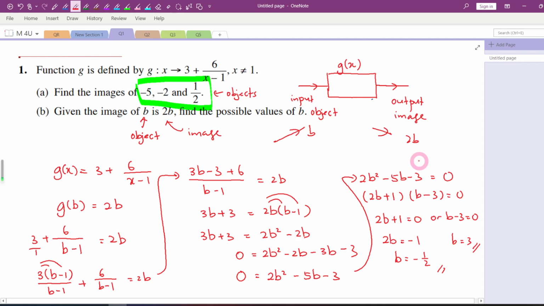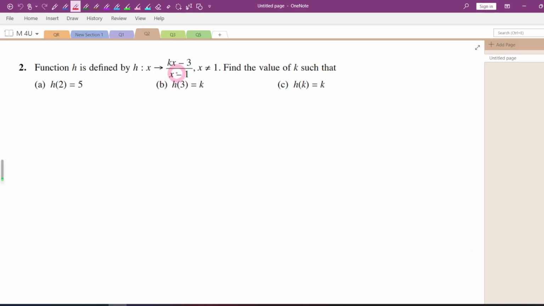Okay, so the answer will be b is equal to negative 1 over 2, or b is equal to 3. Now let's go to question number 2. For this question, I will just show you part C. h of x is equal to (kx minus 3) over (x minus 1).